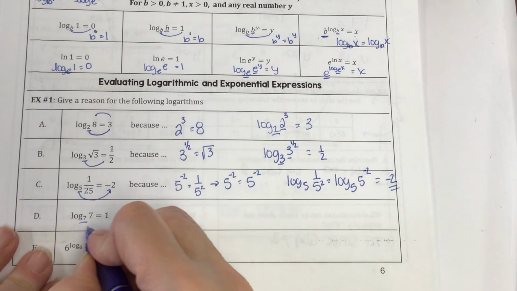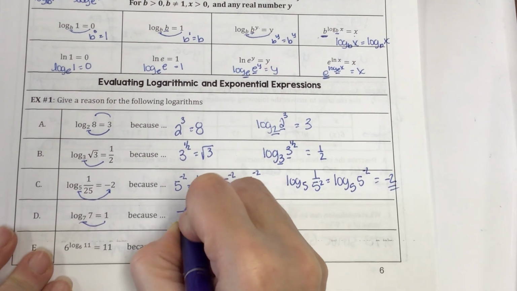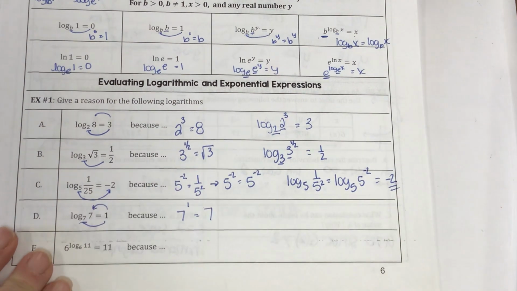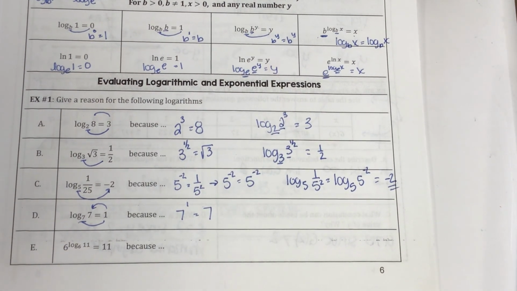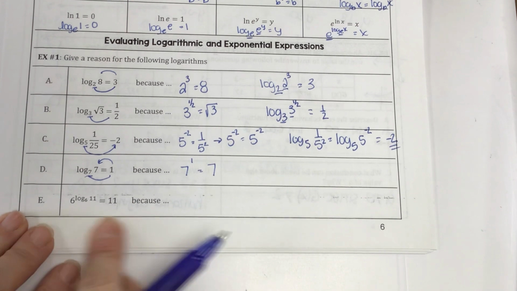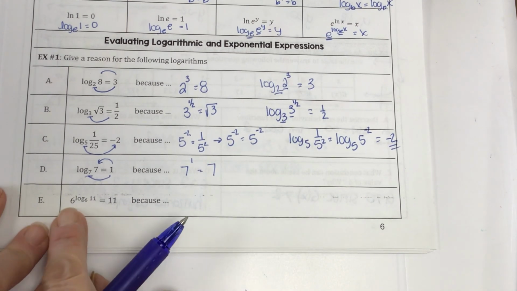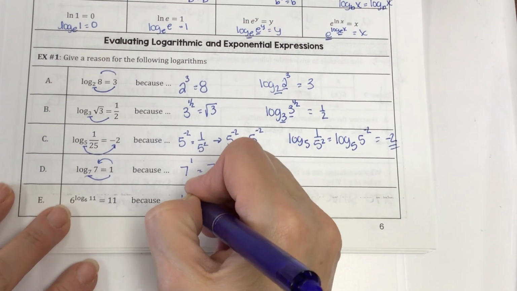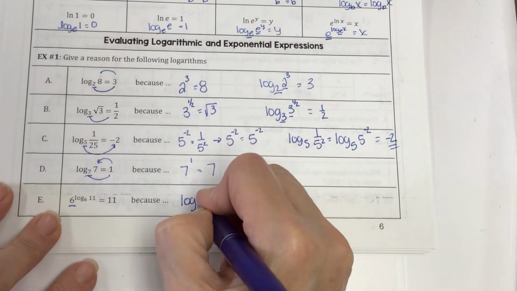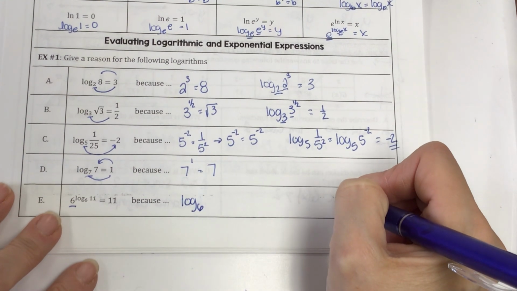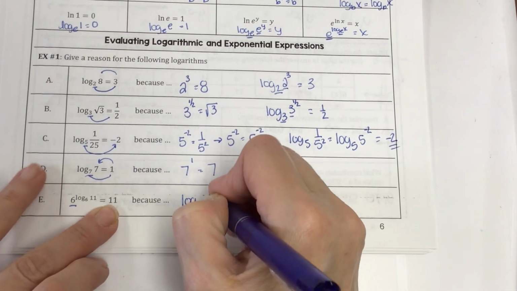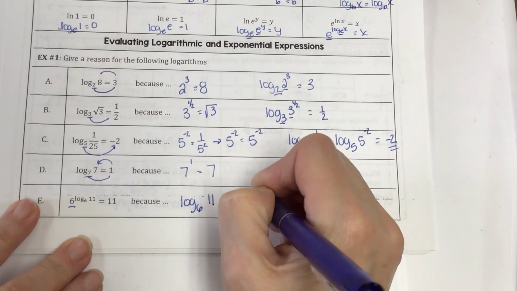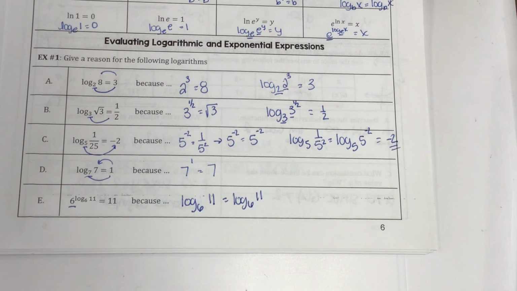Here, if you change that to exponential form, 7 to the first power is 7, yes? If we look at this one, this is an exponential form, right? So if we wanted it in logarithmic form, we would take log of the base, so log base 6, sorry, of 11 equals the exponent, which is log base 6 of 11, correct?